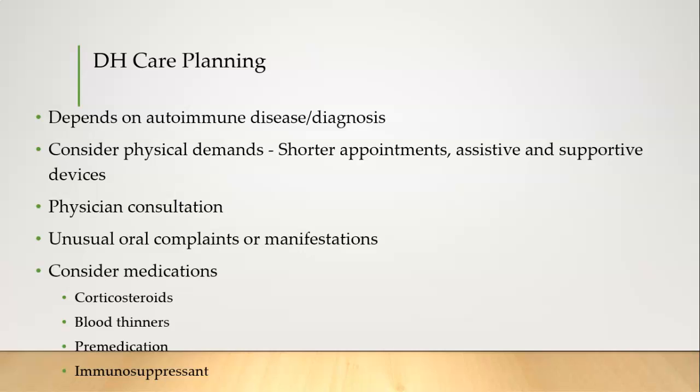So the dental hygiene care plan depends on the autoimmune disease and the diagnosis. Consider physical demands such as shorter appointments, assistive and supportive devices. We want to consult with the physician. We want to consider unusual oral complaints or manifestations, and then we want to consider the medications: the corticosteroids, the blood thinners, if they need pre-medication, and if they're on an immunosuppressant.